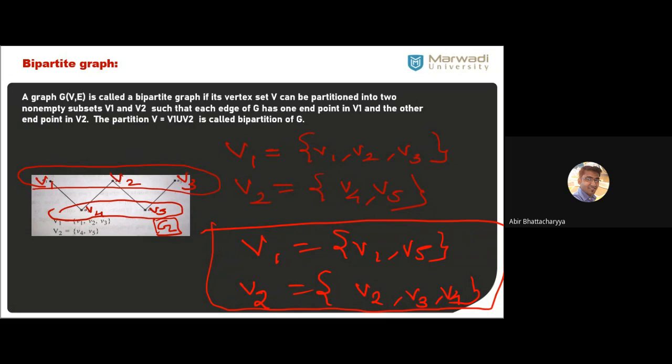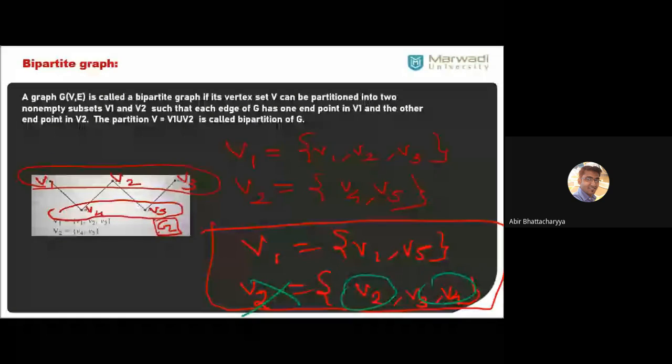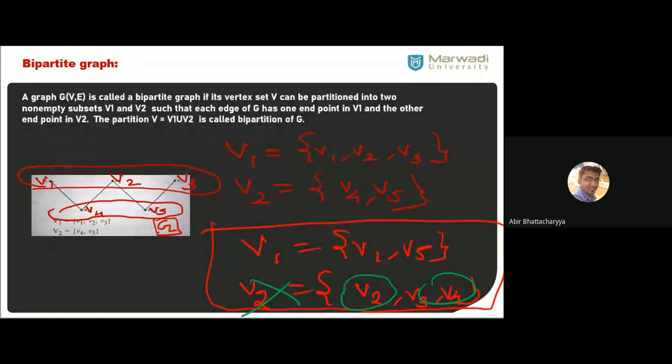Yes, V2 and V4 are connected to each other, so it is a wrong partition. Okay, my point: how to rectify it? I can make a partition, V1 and V2, V5, which is not possible. One part is okay, but another part is not okay. V1's first partition is okay, but V2 is not okay. So try to find some other partition from this graph.